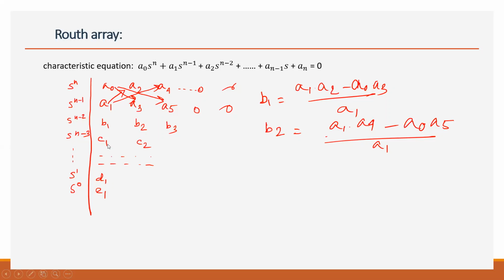The next one is again the same. Follow the same suit. So C1 starts with B1 into A3 minus A1 into B2, divided by B1, and so on. C2 is the same, follow the same technique, and you continue till s to the power 0, and you will find that the last component will have only 1, because the rest of them will come down to 0.